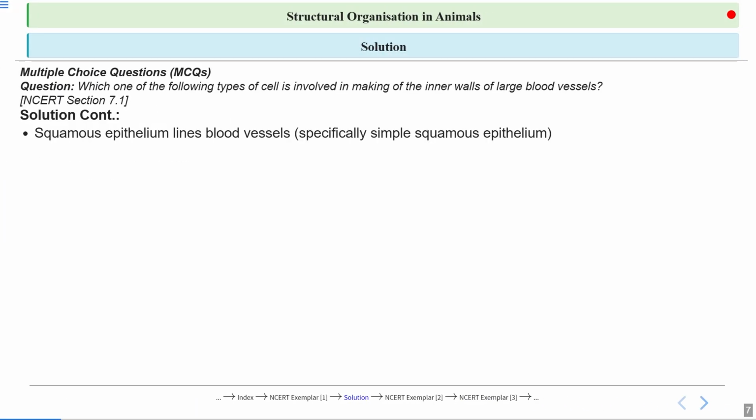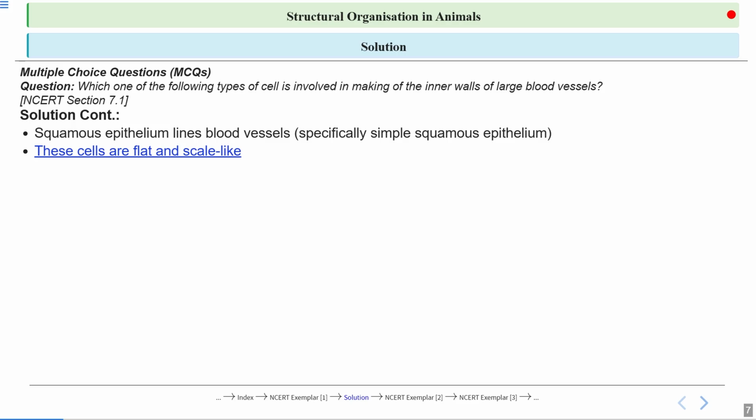Squamous epithelium lines the blood vessels. So if you see the internal lining of the blood vessels, they are made up of squamous epithelium. Why does it have squamous epithelium? Because this epithelium is very, very thin and exchange of gases could occur through the thin epithelial tissue, right? So specifically, they are of the simple squamous epithelium type, right?